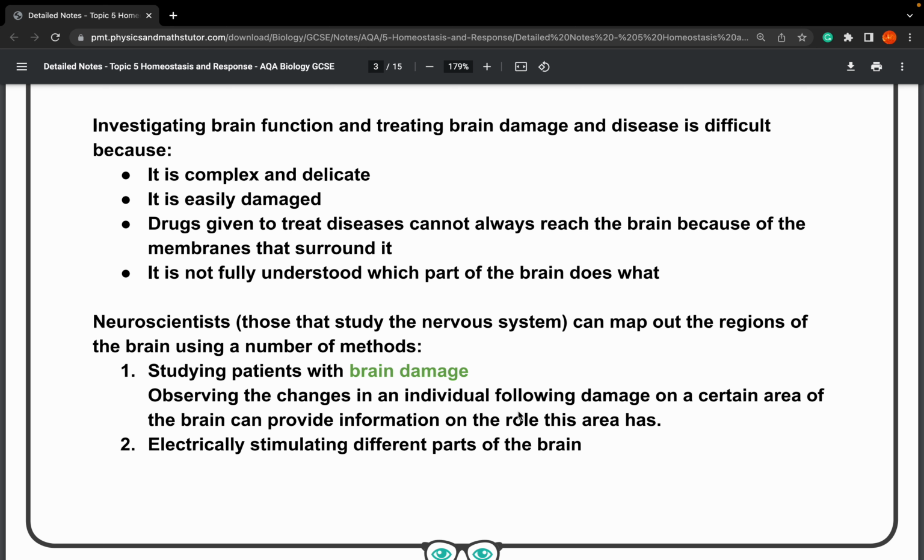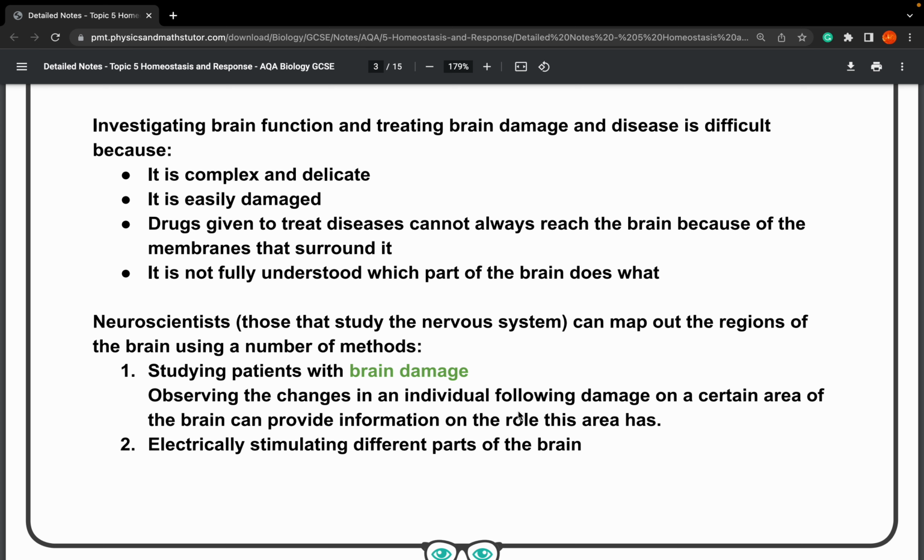The barrier is there. Because of the blood-brain barrier, if there's a problem in the brain, just like that you can't give a tablet or an injection. It will go all over the body. It will never reach the brain. There is a blood-brain barrier.